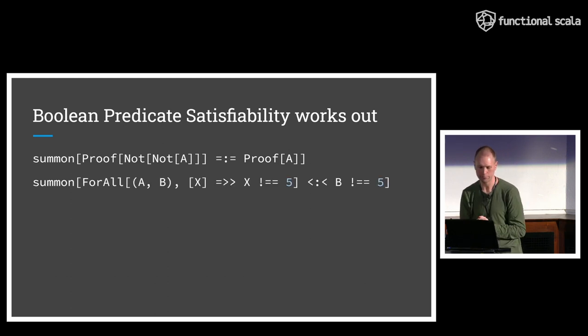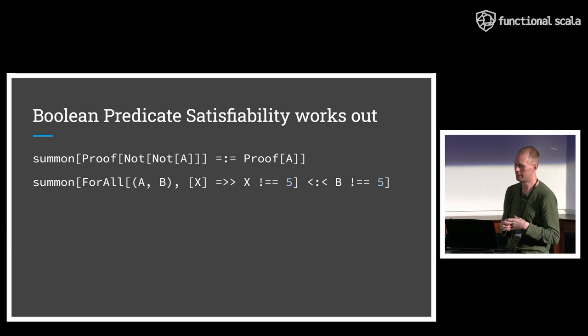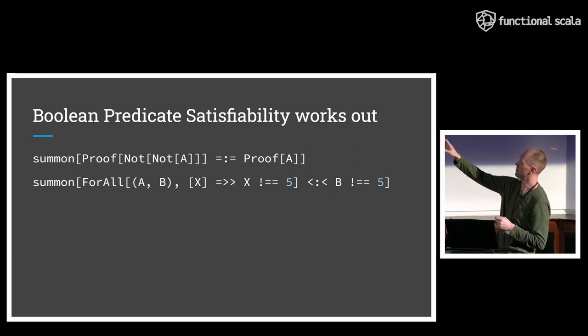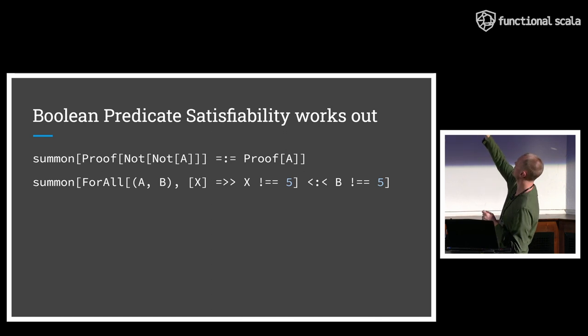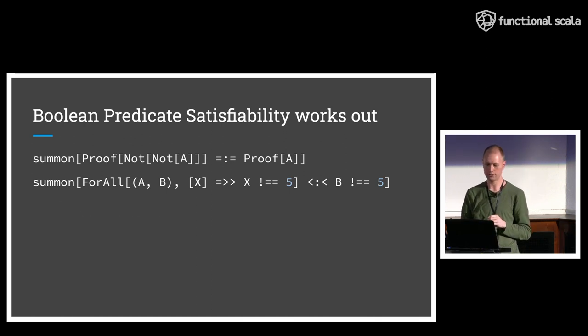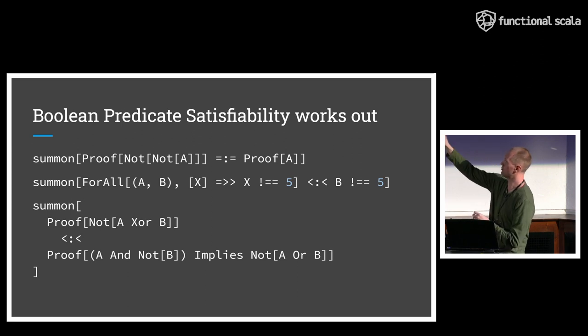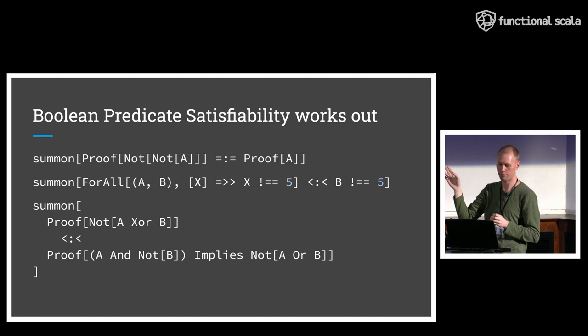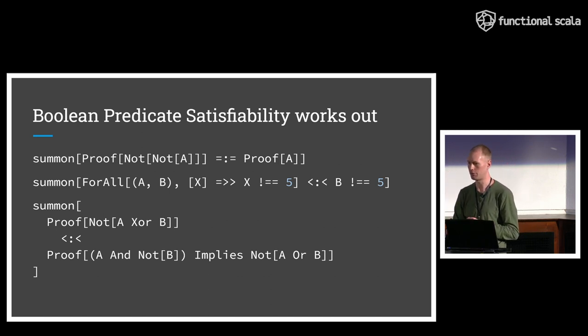Or if you have a proof that for all A and B, they're not equal to 5, you can pass that as a proof that B is not equal to 5. The subtype rules work. And then it even works for longer ones that I can't do in my head, but it turns out a not A XOR B is a subtype of A and not B implies not A or B.